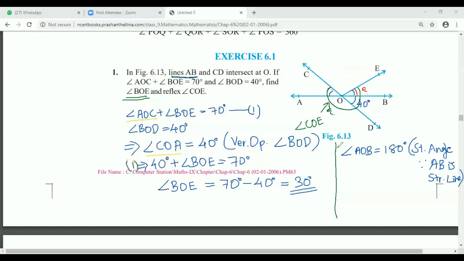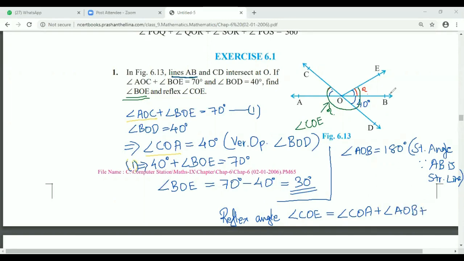You know, angle COE is the sum of all these things. I can write this as reflex angle COE, not angle COE, that is actually reflex angle COE. Reflex angle COE is equal to the sum of angle COA plus angle AOB plus angle BOE.